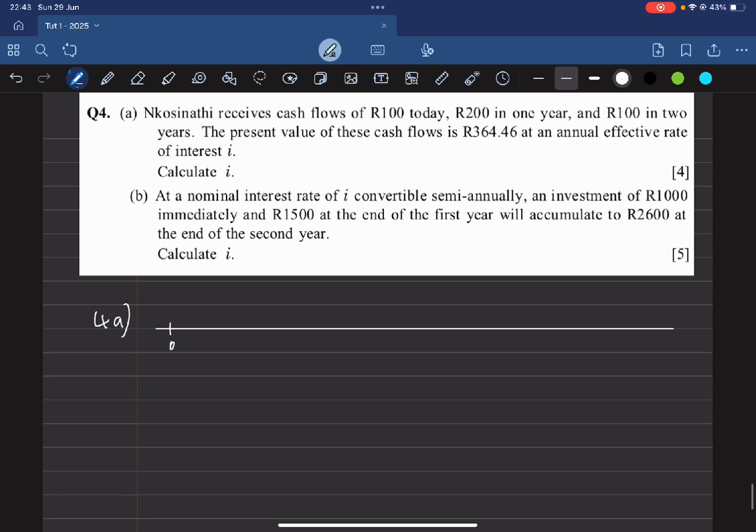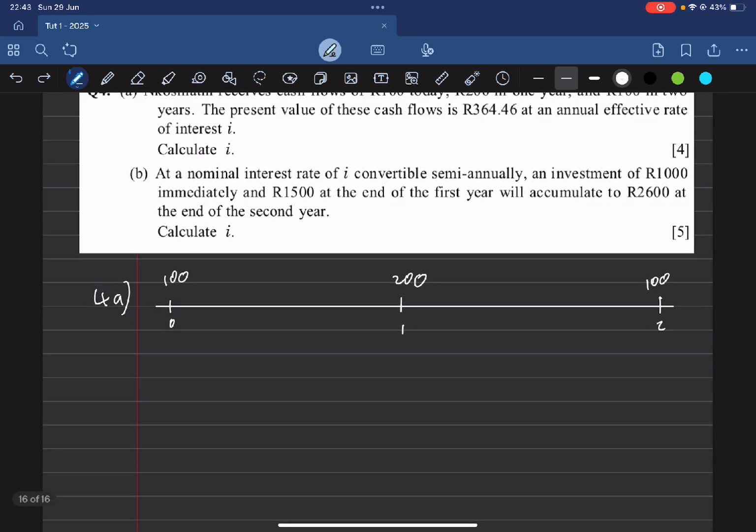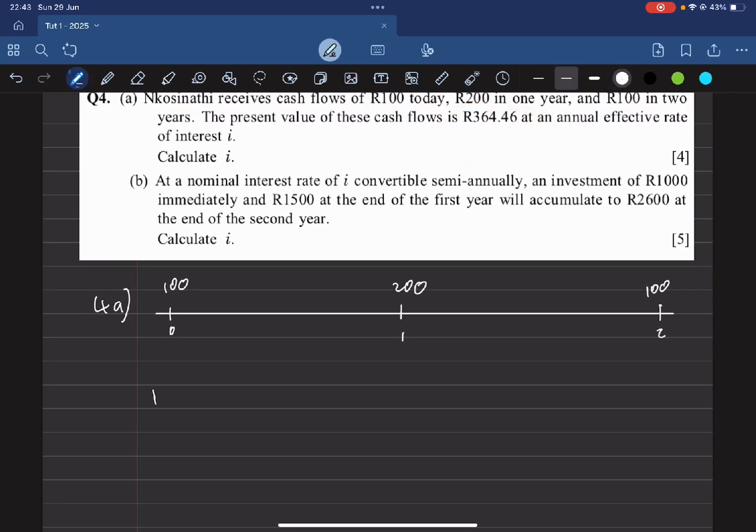And we're going to put all our cash flows in. So at time 0, we get 100 Rand. In 1 year's time, we get 200 Rand. And in 2 years' time, we get 100 Rand. So now, to work out i, we have the present value as well. So we can say the present value, which is equal to 364.46, is equal to 100, which is already at the present, plus 200 multiplied by 1 plus i to the -1, because we're discounting for 1 year. And then we want a present value of 100, so we're going to multiply by 1 plus i to the -2, because we're doing it for 2 years. Perfect.